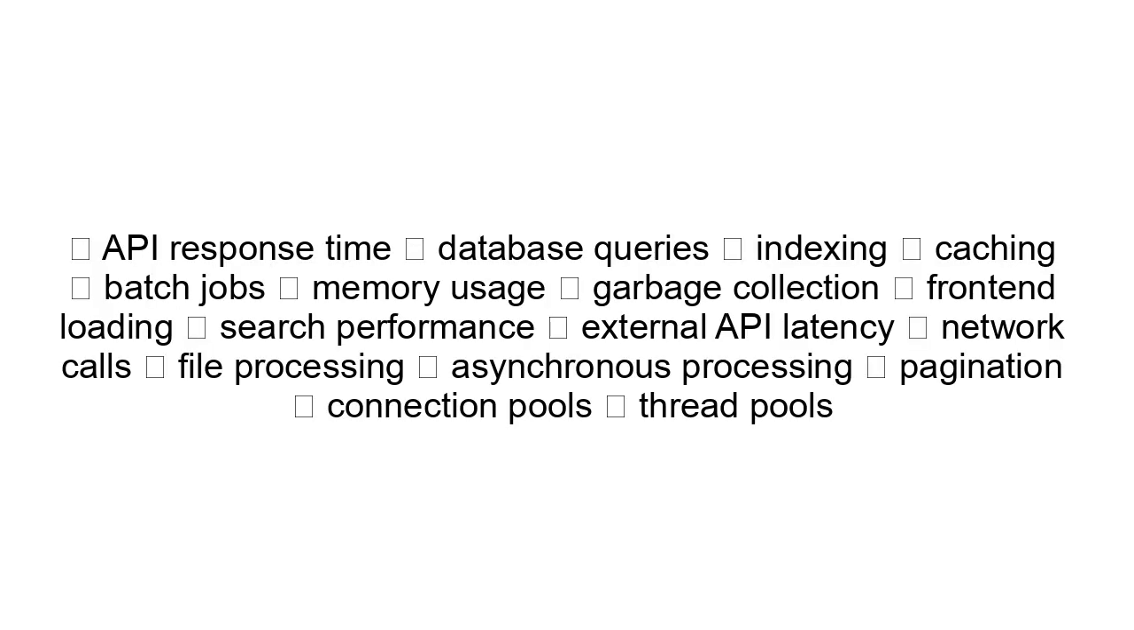Performance areas you can mention. Depending on your real experience, you can talk about API response time, database queries, indexing, caching, batch jobs, memory usage, garbage collection, front-end loading, search performance, external API latency, network calls, file processing, asynchronous processing, pagination, connection pools, thread pools.